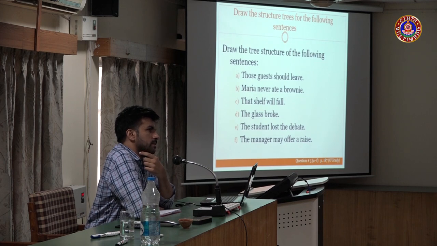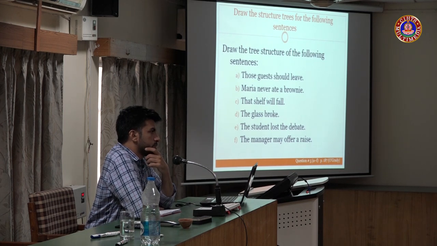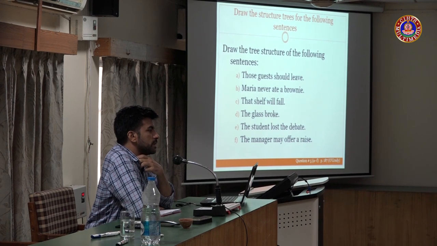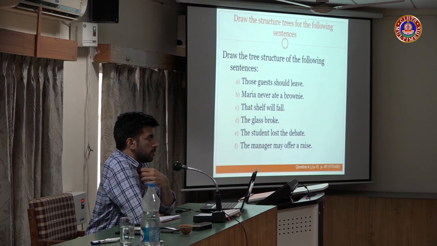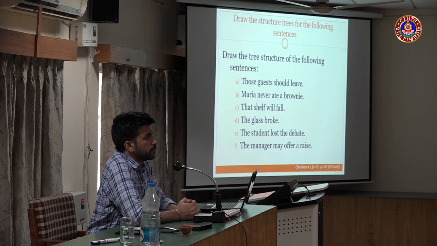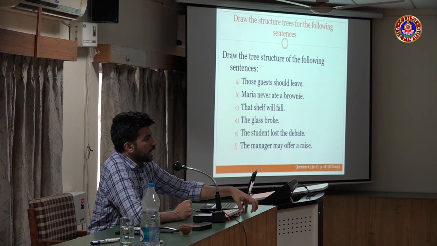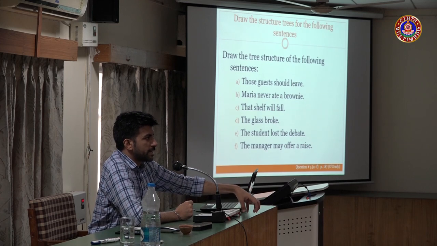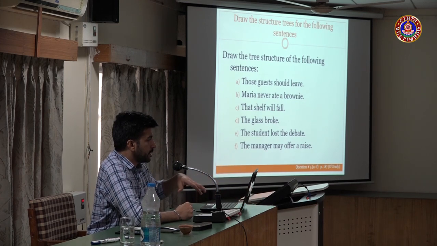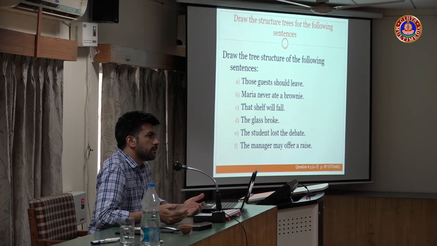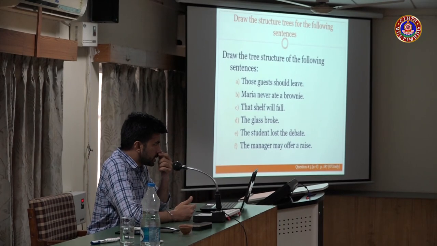Is the first one slightly tricky? Those guests should leave. What kind of phrase do you think it is? Those guests should leave. Why do you say it is a noun phrase? Because the first word is a determiner. Yes, so determiners are not just articles, they can also be words like that, this, these, those. Yes, it's a determiner. Guests is your noun, so you have a noun phrase. Should leave, of course, is the verb phrase.